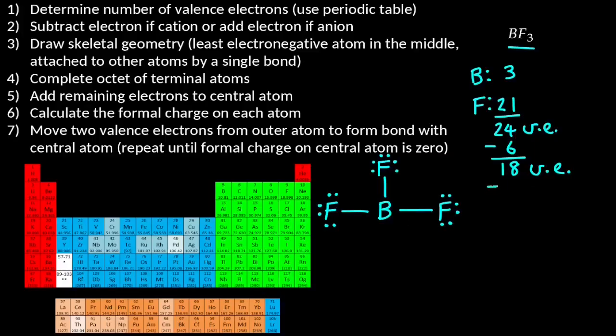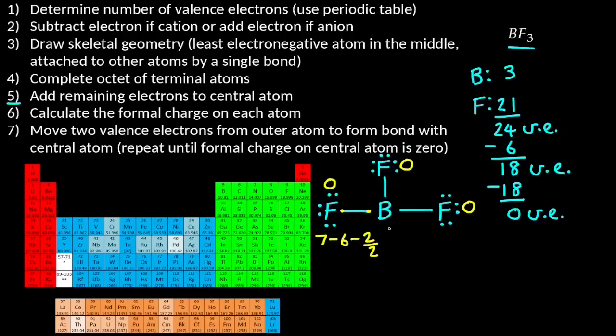And now we're left with 0 valence electrons. So therefore, we can skip step 5, because there's no more electrons to add to the central atom. Now calculating the formal charge of the fluorine, where the electrons in each bond are assumed to be shared equally between the atoms. So fluorine has 7 valence electrons, minus the free electrons, minus the number of bonded electrons on 2. So each fluorine has a formal charge of 0.